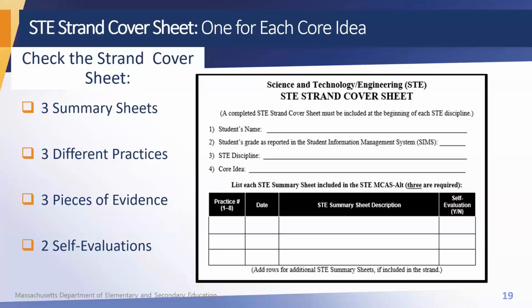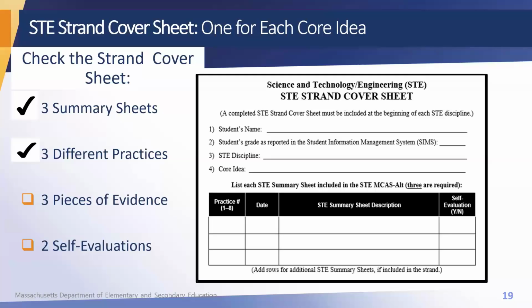This is the strand cover sheet, and every strand has its own cover sheet. So you're going to fill this all out. And then this bottom section here is going to help you check what you've done. Make sure you have exactly what you need. So you're going to look at this strand cover sheet and you're going to say, do I have 3 summary sheets? And then you'll look down below and you'll see those descriptions in there so you will know if you had them. Do I have 3 different practices? Well, you'll look down and see, are there 3 different numbers?